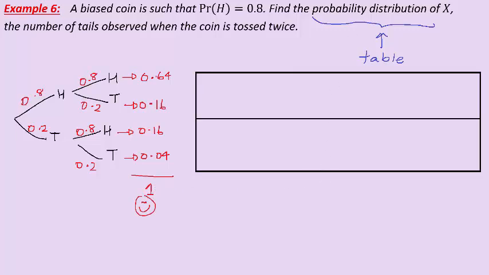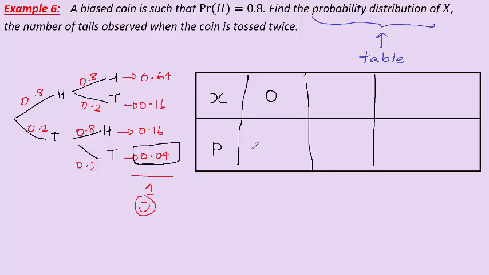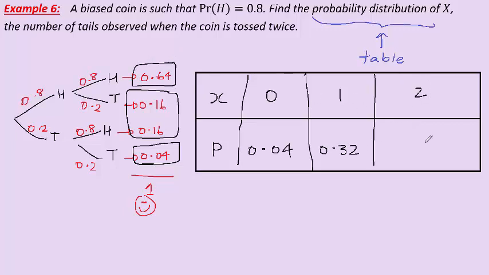So now we have to put our values into our table, and we have 3 possible outcomes. So there's my outcomes, and there's the probability. My first outcome is that I have no heads. If I have no heads at all, then my probability of that happening, 2 tails, is 0.04. My next outcome can be 1 head, and that is both of these. So it's 0.16 plus 0.16, which is 0.32. And my third outcome is that I have 2 heads, and my probability for that is 0.64.